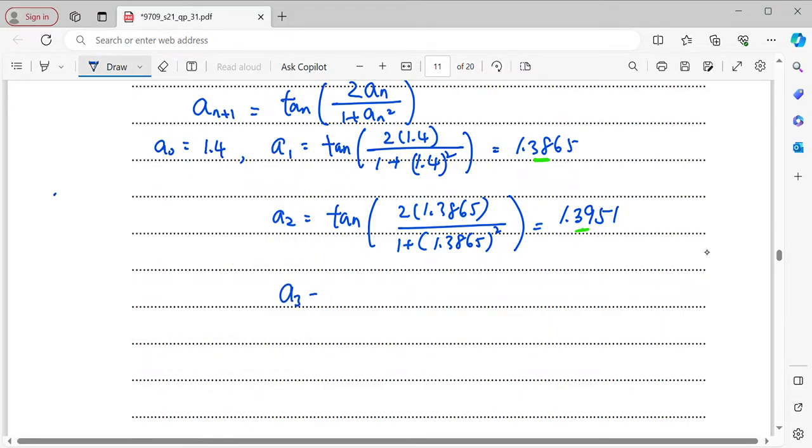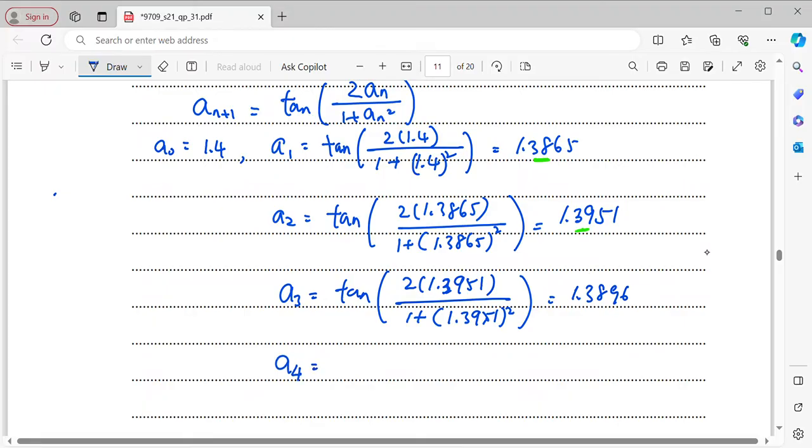So my A3 is going to be tangent 2 bracket 1.3951 over 1 plus 1.3951 squared. Then this is going to be 1.3896. So again, they are not the same.